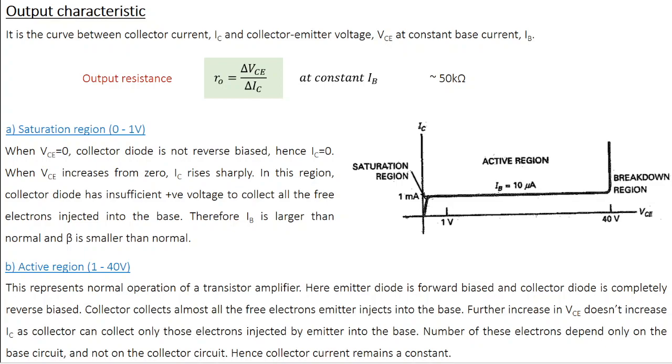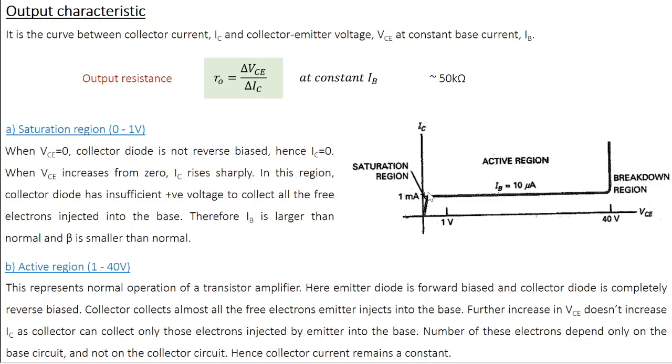Since the collector diode is not completely reverse biased, the value of IC is small. So what happens? If IC is small, then naturally the value of IB is higher. So during the saturation region, the base current is larger than normal. Since beta is IC divided by IB, when IB is large, beta is small.